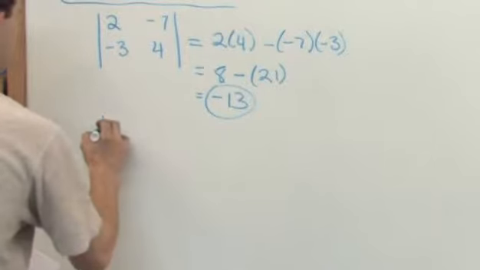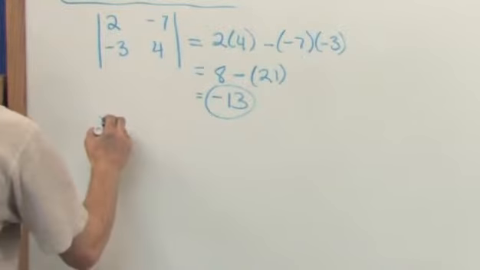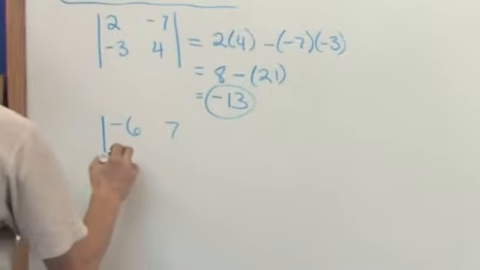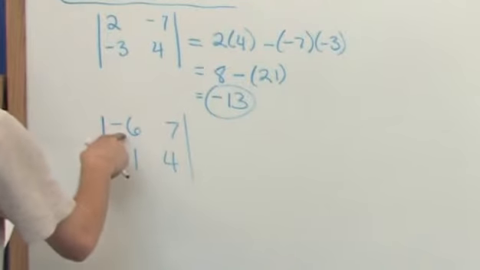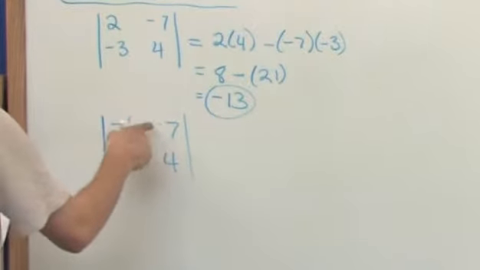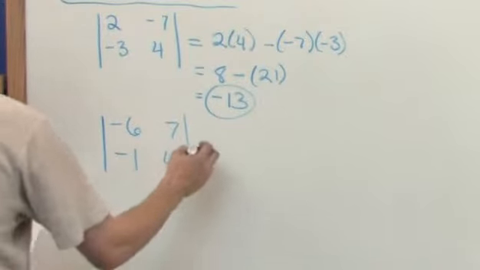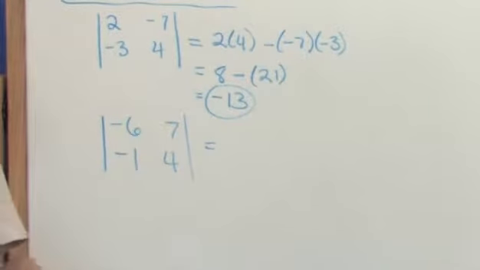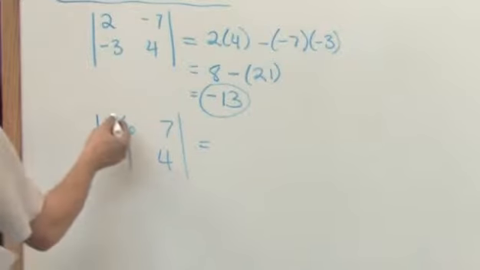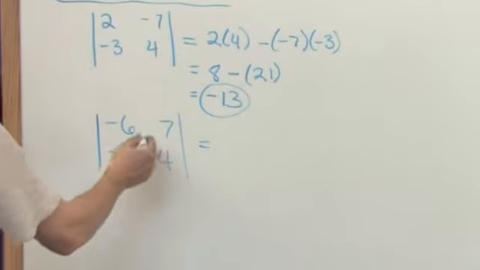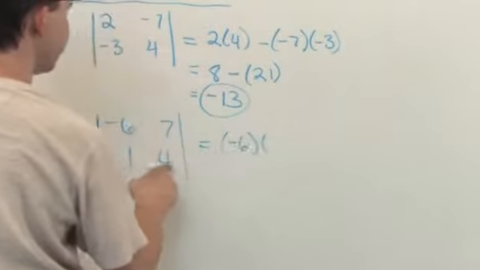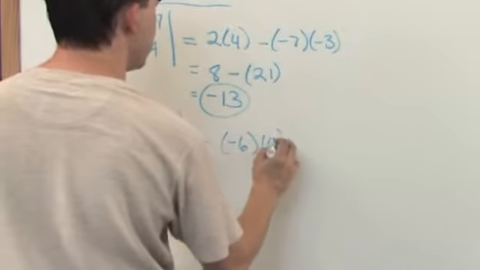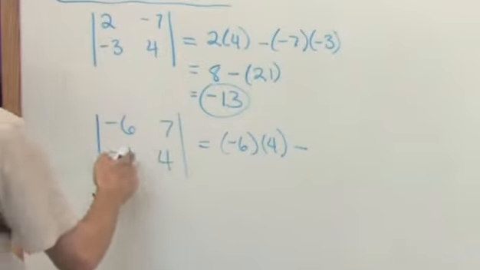Now the next one, let's say I wanted to find the determinant of this matrix: -6, 7, -1, 4. If I want to find the determinant of that, we're just going to visualize an X. We're going to go this direction, then we're going to go this direction. -6 times +4, minus, and then going this direction is 7 times -1.